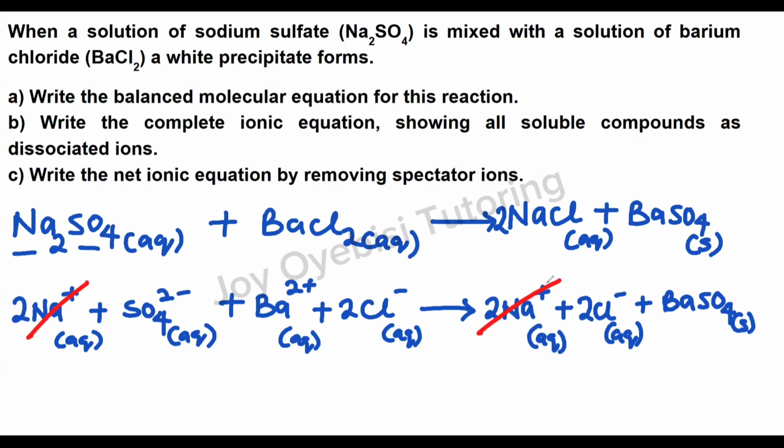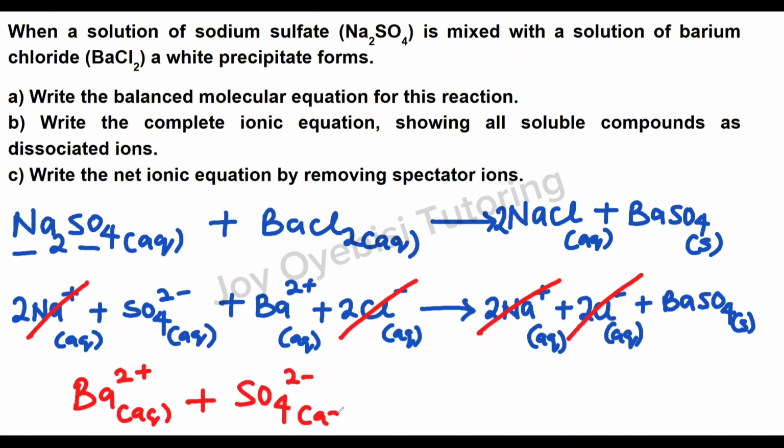Now, to continue, the next one will be chloride. They cancel out. And therefore, my net ionic equation would be Ba2+, remember the positive ions come first, aqueous plus SO4 2-, to give BaSO4 solid. And that is our net ionic equation.